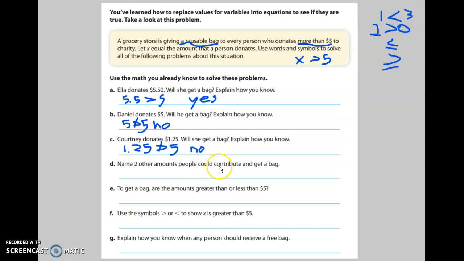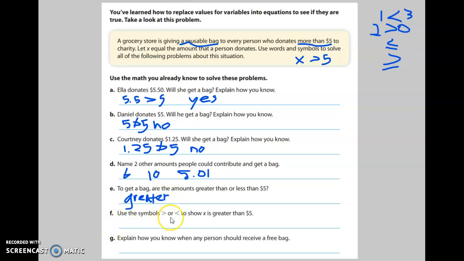Name 2 other amounts people could contribute and get a bag. We already have $5.50. So 6, 10, any number that's bigger than 5. 5 and 1 cent. Anything that is bigger than $5 is going to get a bag. To get a bag, are the amounts greater than or less than $5? Greater.